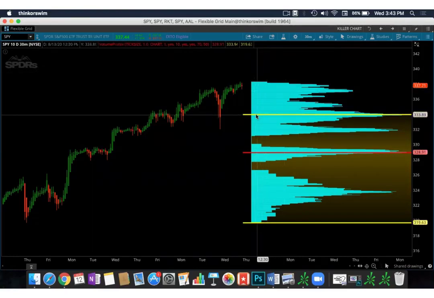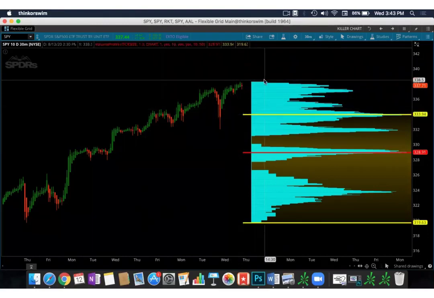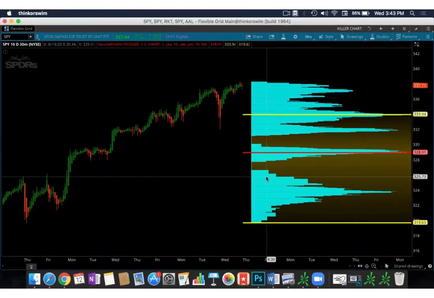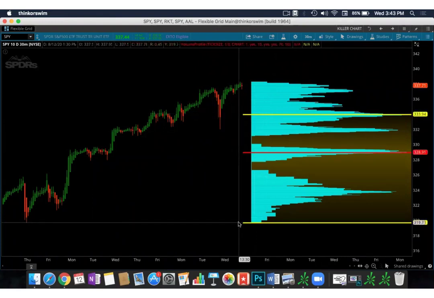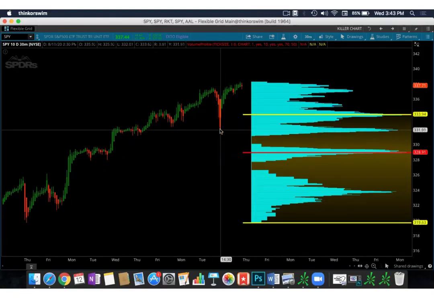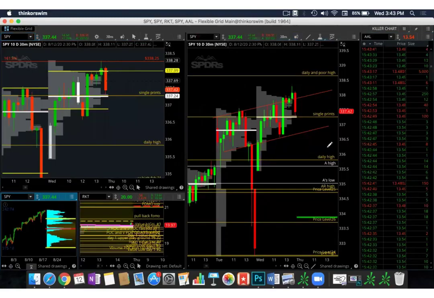Ultimately, this would have been a great place to buy back in yesterday because this was value high. So this was acting as resistance yesterday. But we could go all the way to value low at some point, which is very possible, but it's just not in the cards. It looks like it wasn't in the cards yesterday.